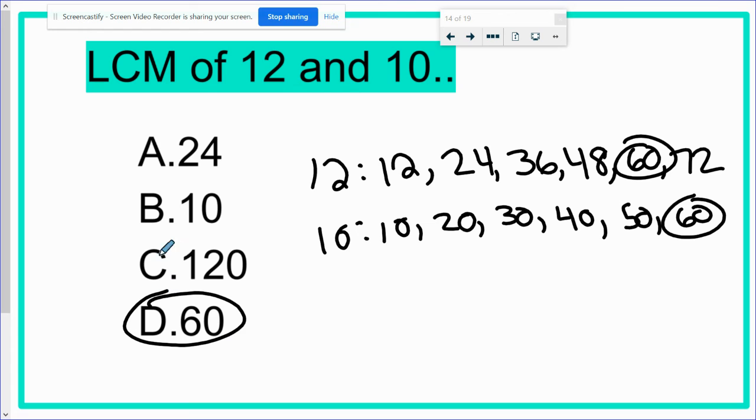All right. So this is actually a classic case. A lot of people make the mistake of just multiplying the two numbers together, but we can see here the LCM is not 12 times 10, which is 120. They share a 60 before that. That's why you really do need to list out your multiples in case that happens.